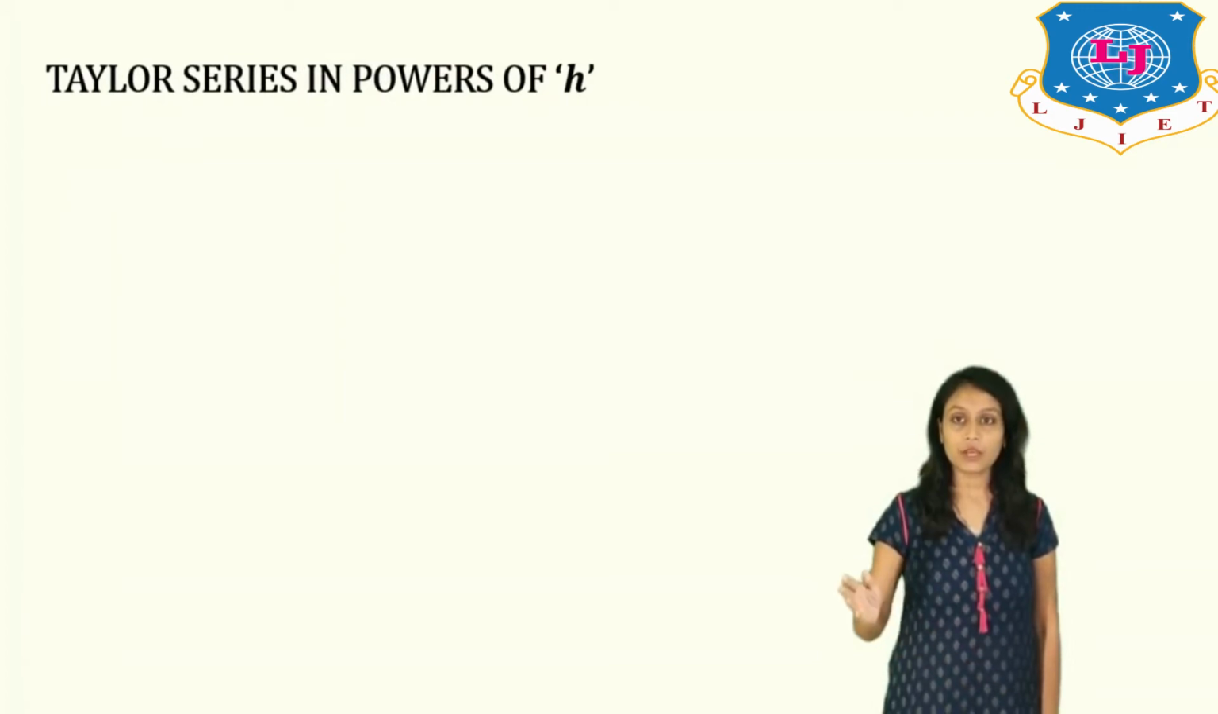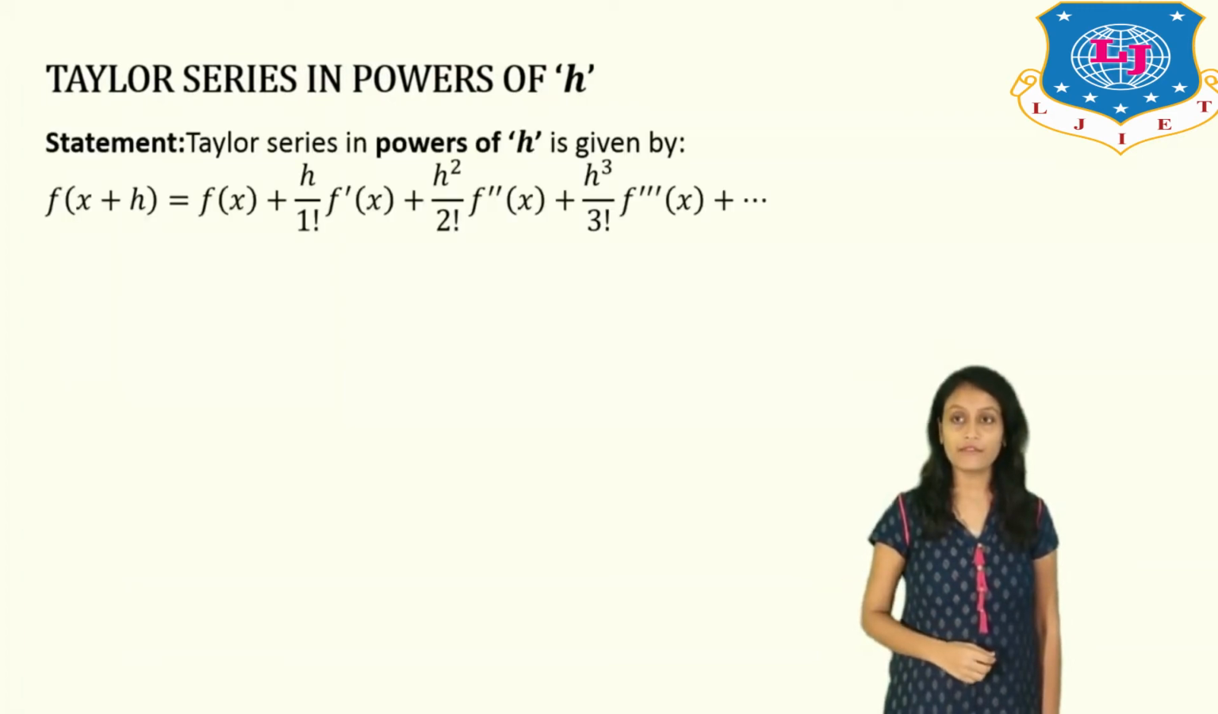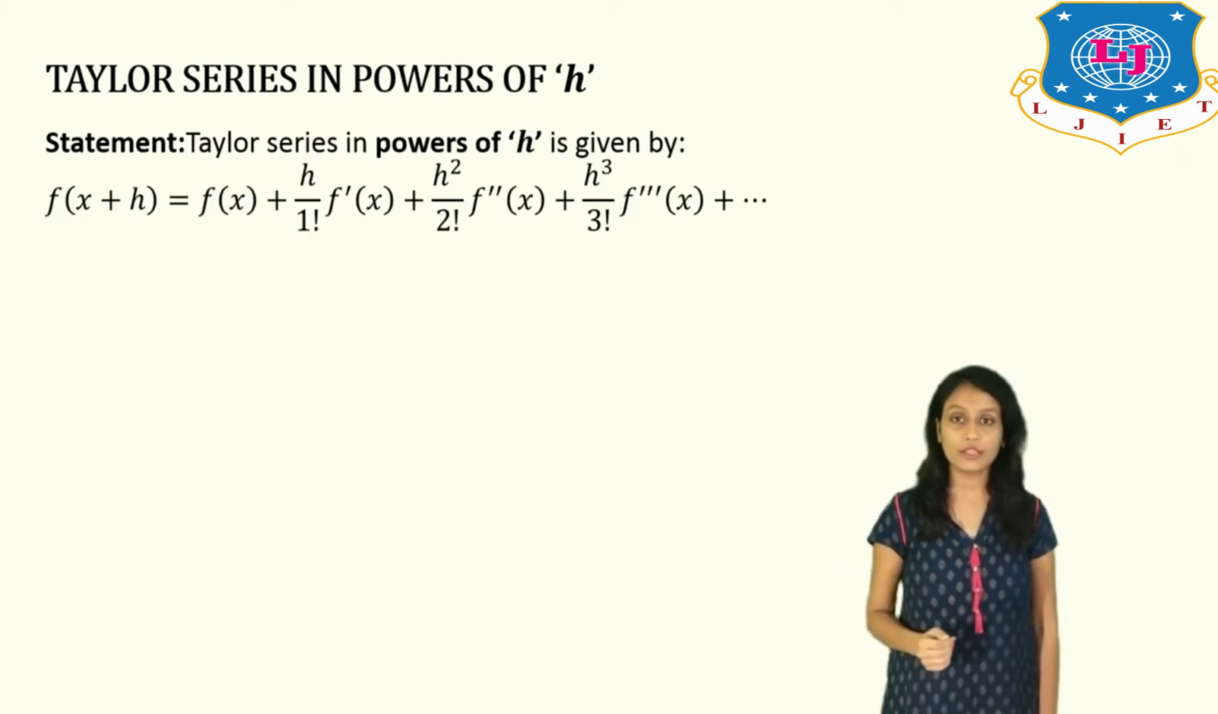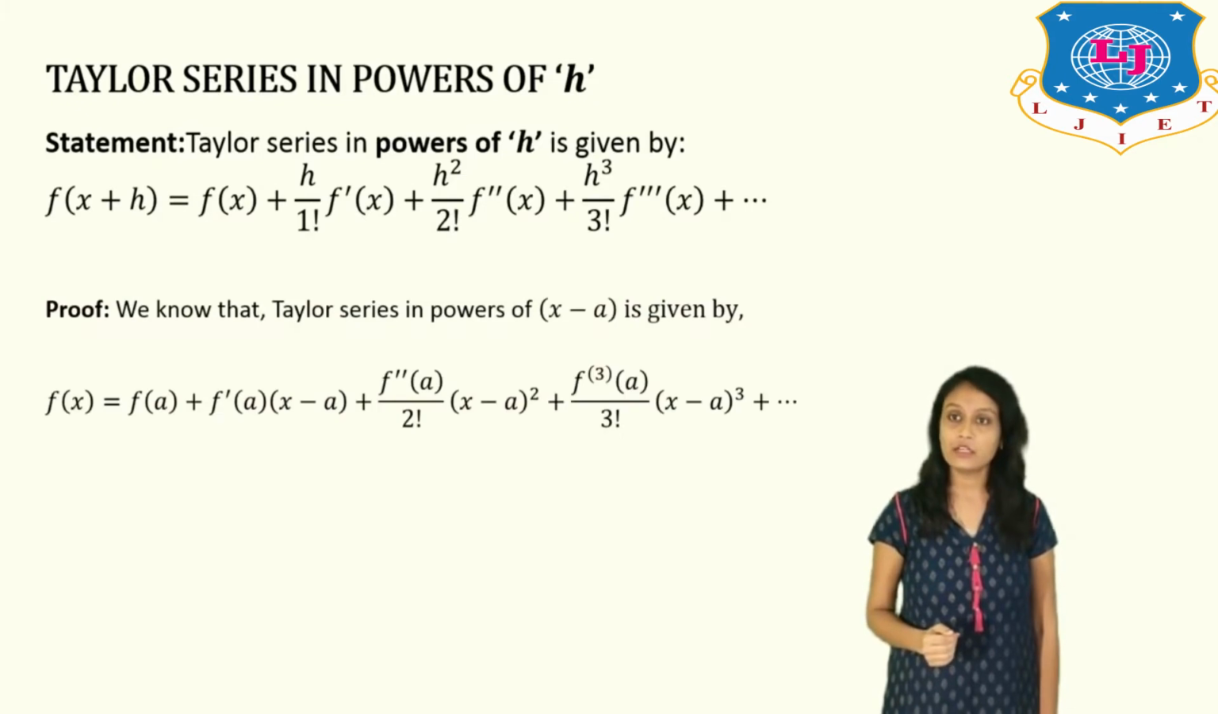Taylor series in powers of h is given by the formula f of x plus h is equal to f of x plus h upon 1 factorial f dash x plus h square upon 2 factorial f double dash x plus h cube upon 3 factorial f triple dash x and so on. Now we will see its proof.